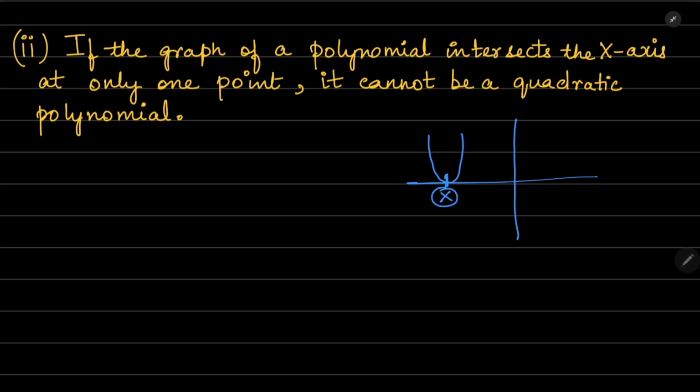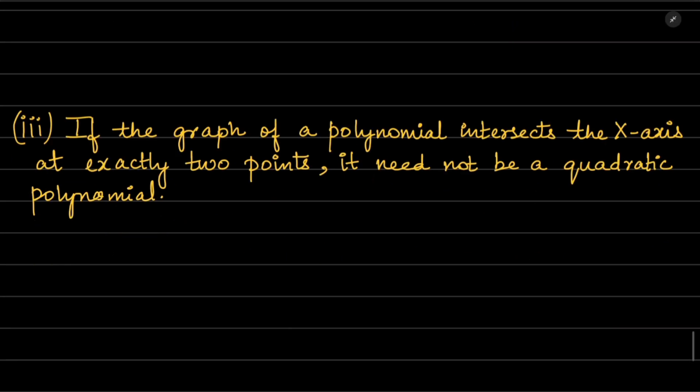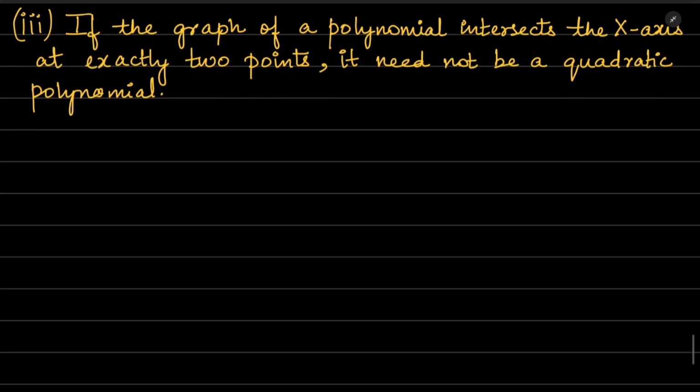So here what they say is it cannot be a quadratic polynomial. But this is nothing but false. Why is it false? Because there is a possibility that both the zeros alpha and beta could be equal. In that case, both will be coinciding and becoming a single point. So it is possible. Okay. Next one. If a graph of a polynomial intersects the x-axis at exactly 2 points, it need not be a quadratic polynomial. Is it true or false?